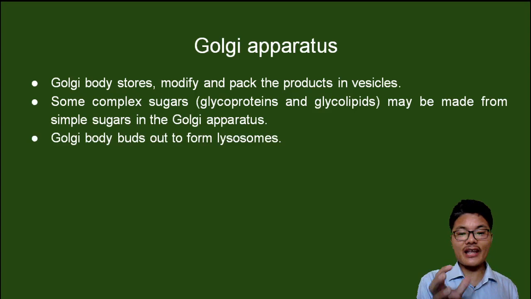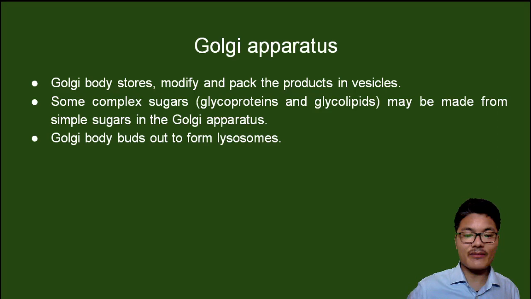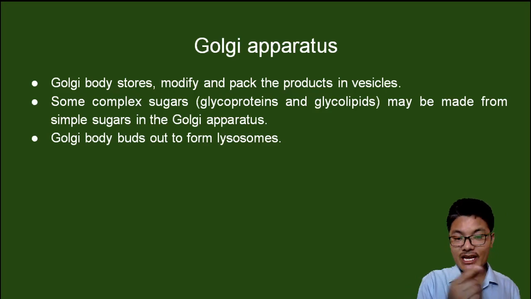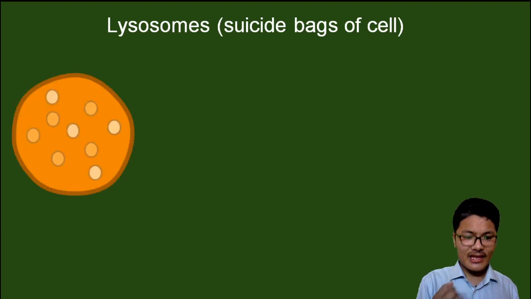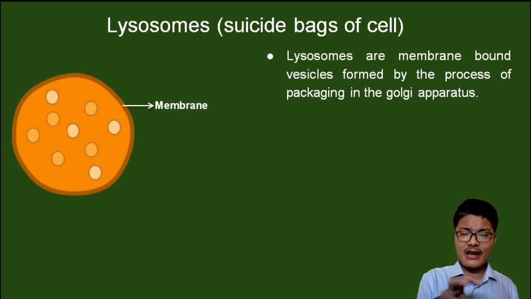After budding of proteins and lipids, there is formation of lysosomes, mainly from proteins which are secreted out, stored, modified and packed by the Golgi apparatus. Lysosomes have enzymes, and enzymes are usually proteins. Now let's discuss the suicide bags of the cell. The lysosome is the suicide bag of the cell. It is a membrane bound structure, usually a vesicle, with a membrane around it, produced and packed by the Golgi apparatus.